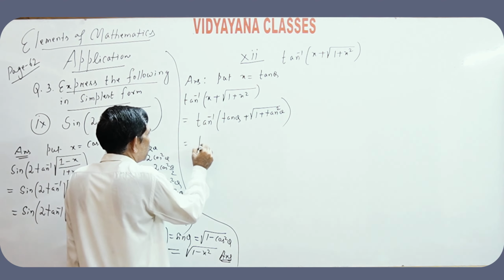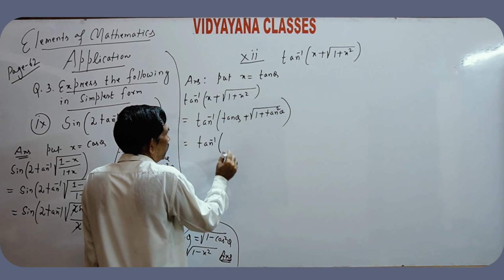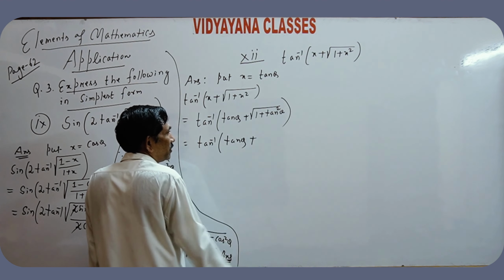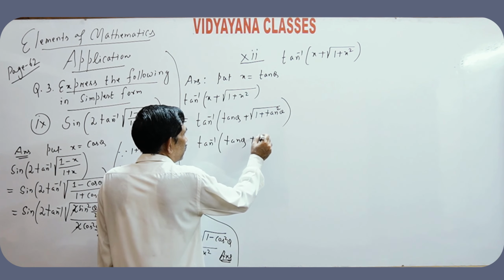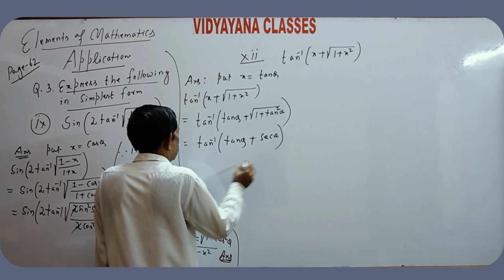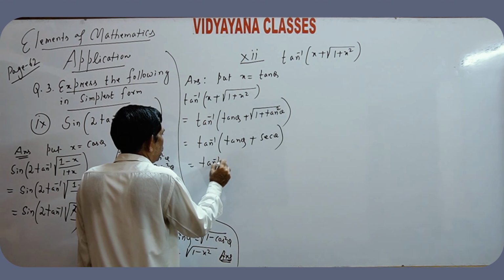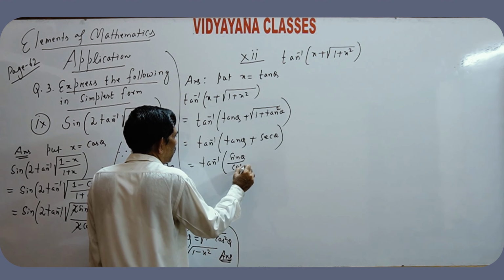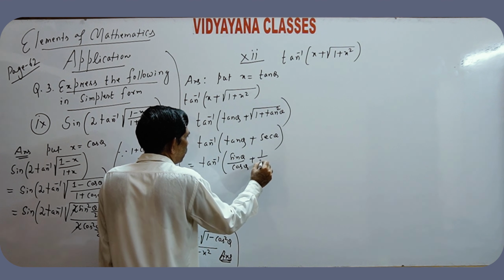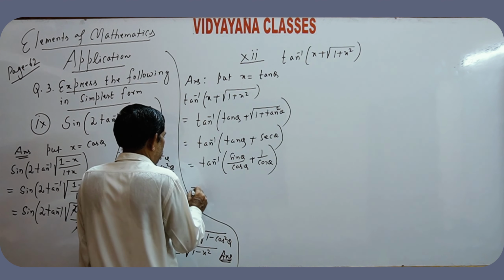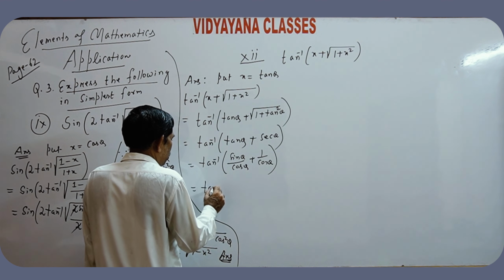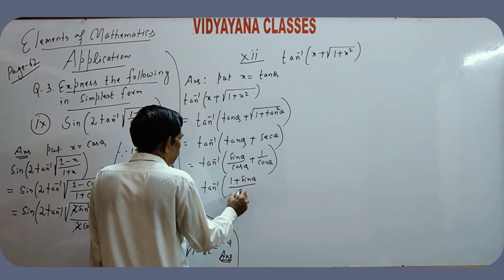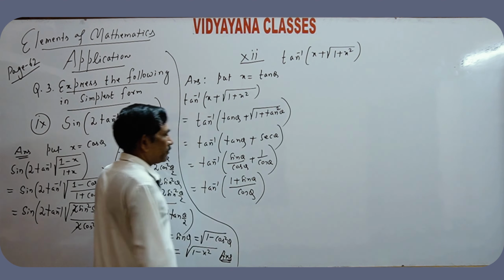Next, tan inverse of tan theta plus root of 1 plus tan square theta. 1 plus tan square theta is equal to sec square theta. Its square root is sec theta. Tan theta is the same as sin theta divided by cos theta. Sec theta is equal to 1 by cos theta, which is same as tan inverse of 1 plus sin theta divided by cos theta. Clear?